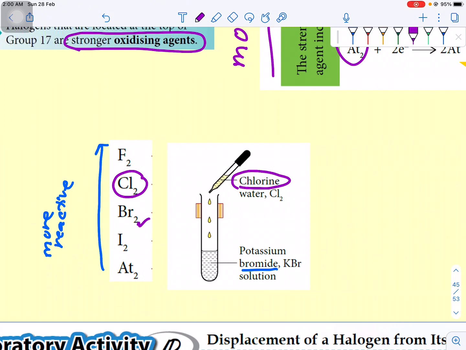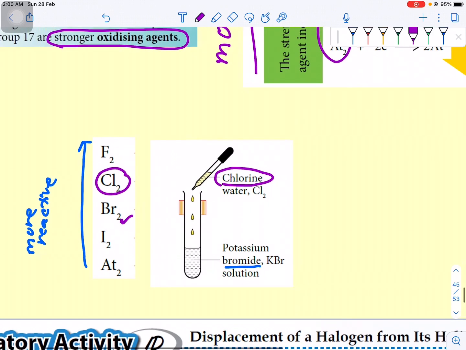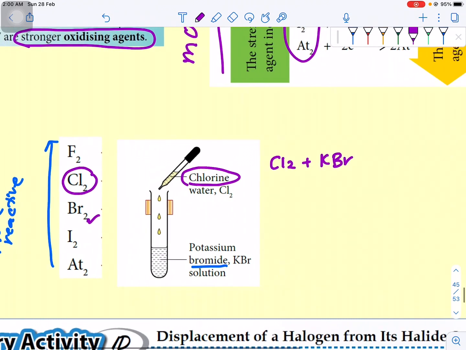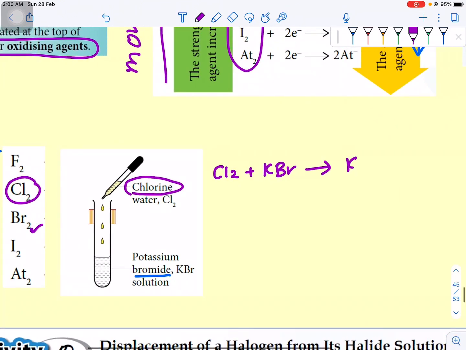The answer is yes. Why? Because chlorine is more reactive than bromine. So what happens? Chlorine will displace bromine. So it will be potassium chloride and bromine will be our product. Why can this happen? Because chlorine is more reactive. It's more reactive than bromine.